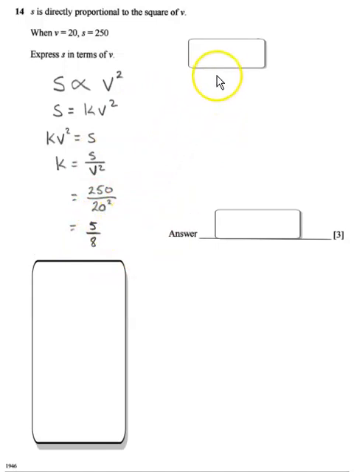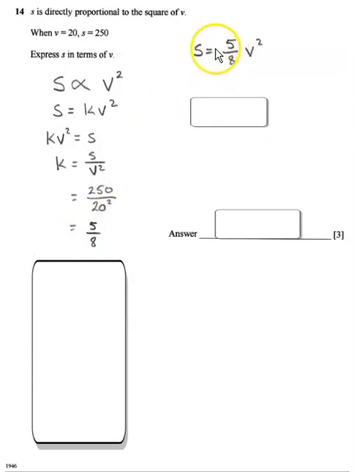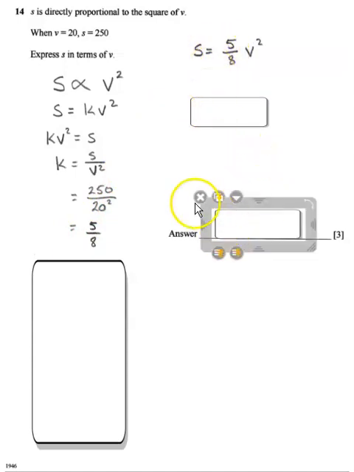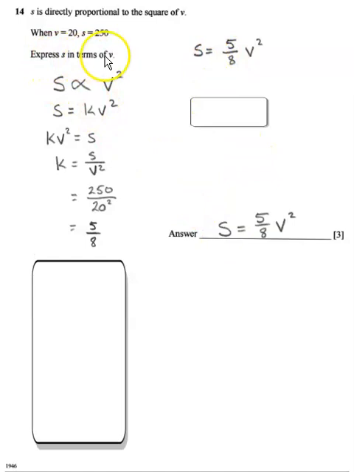This next part is you take the S equals K V squared and you substitute the K part of it in. So 5 over 8 is substituted into this formula, and that is the answer to that. When it says S in terms of V, it's S equals, and V should be in the actual answer.